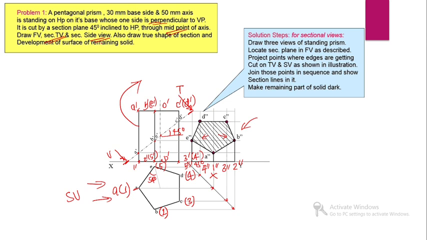Then we can hatch that sectioned portion, and those section hatching lines must be inclined 45 degrees with the horizontal direction. The hatching lines must be inclined 45 degrees with the XY line. Similarly, we can hatch this portion also.